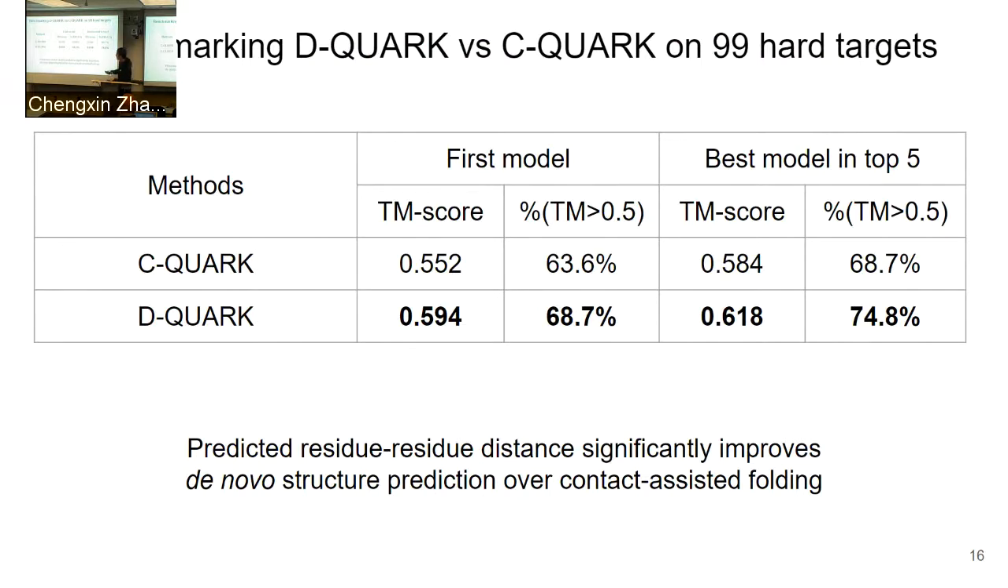So C-QUARK means I only use contact, and D-QUARK means I use both contact and predicted distance. So we can improve the modeling quality by 8 to 9%. So the conclusion is predicted residue-residue distance significantly improves the novel structure prediction over contact-assisted protein folding. And that is the major part of how I do the distance prediction and structure folding.